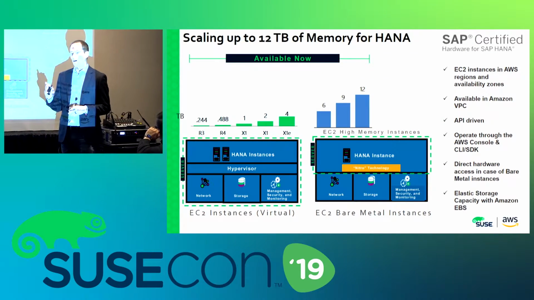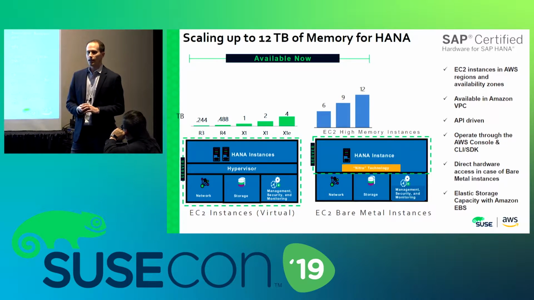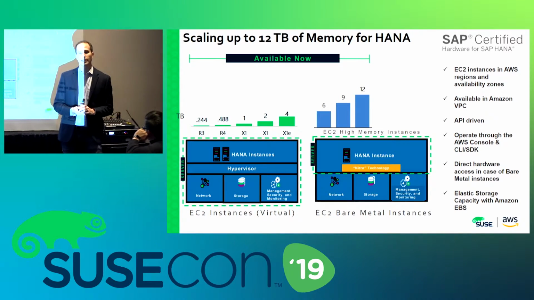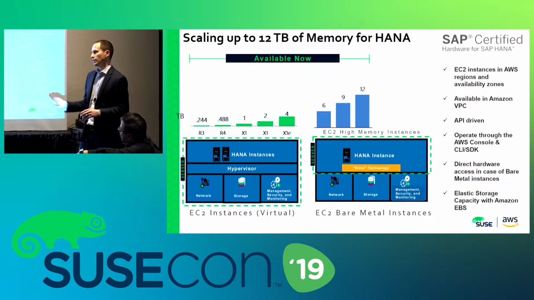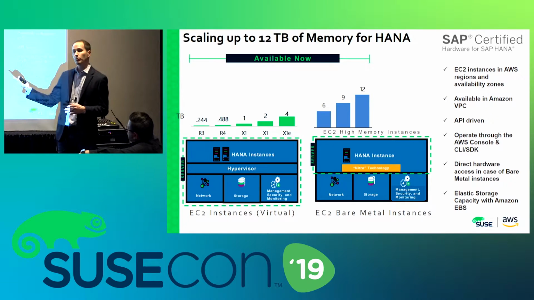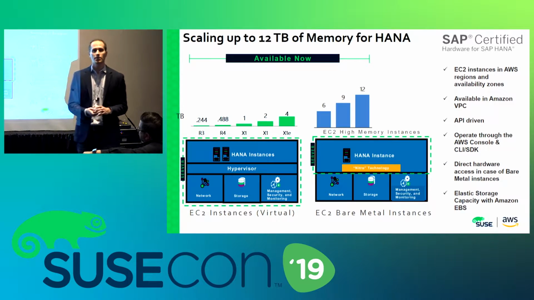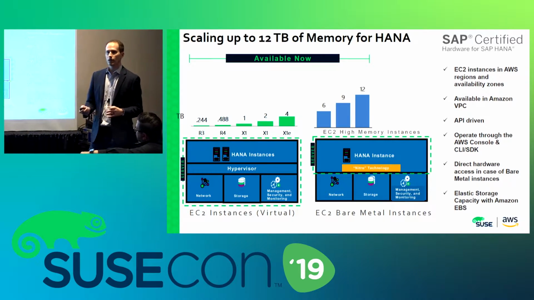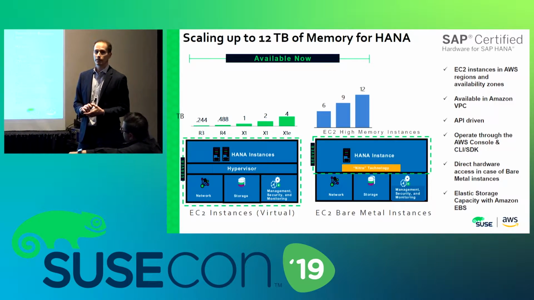So I touched briefly on this in a previous slide, but something happened last year that enabled these 6, 9, and 12 terabyte instances, and that was the Nitro technology, or the Nitro hypervisor. Previously, and actually still, a fair amount of AWS runs very happily on a Xen hypervisor, and that's great. But we knew that if we needed these massive instances, we needed something that really felt like bare metal. And the Nitro technology was the way that we did that.